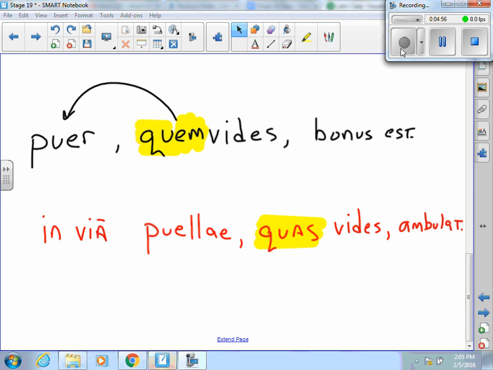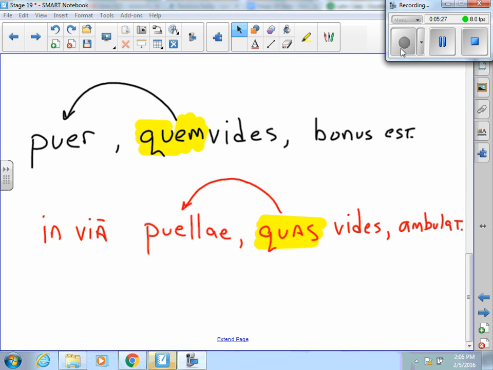And the second one's a little tougher because I added some more stuff. I added a preposition in via puellae, quas vides, ambulant. So, in the street, the girls whom you see are walking. In this case, quas is a relative pronoun, and its antecedent is puellae. You're going to have a couple of questions where they give you a relative, and you have to determine what the antecedent is.